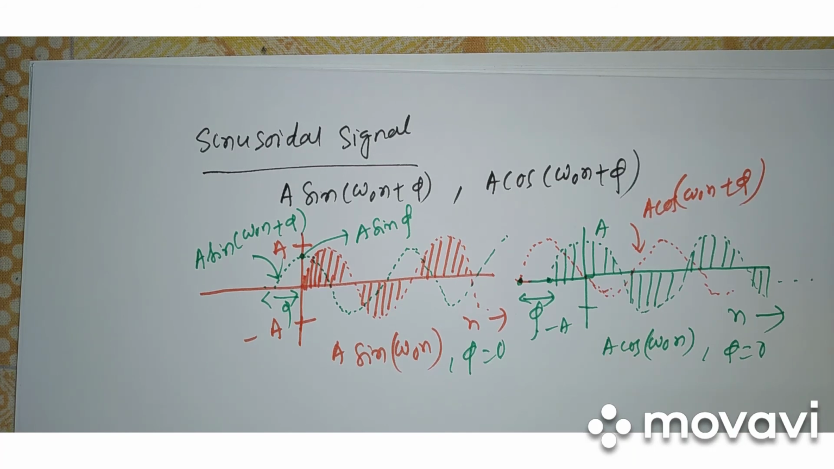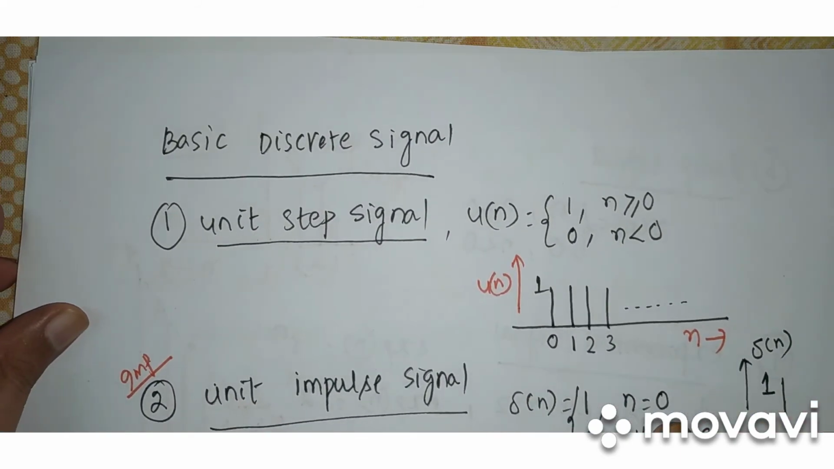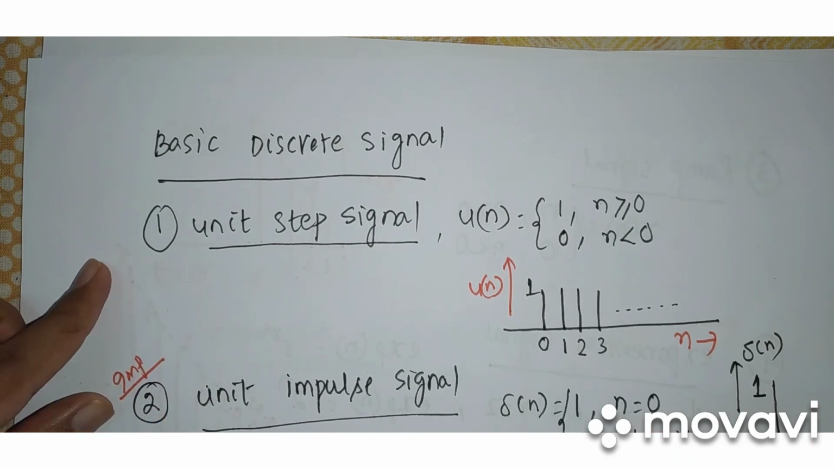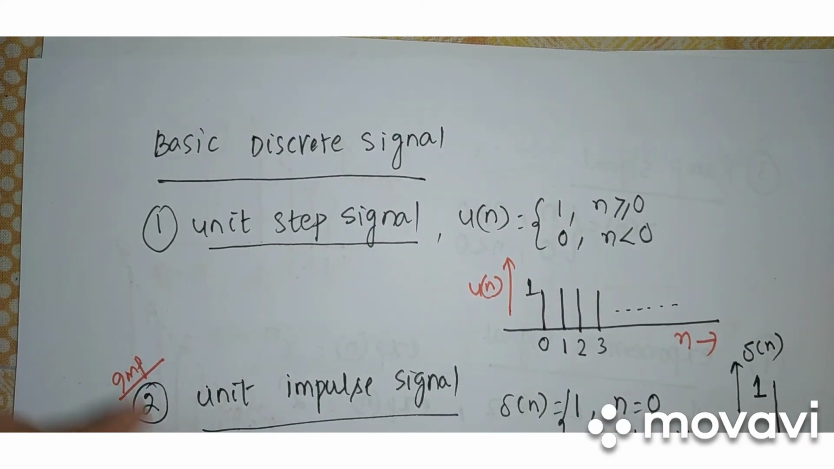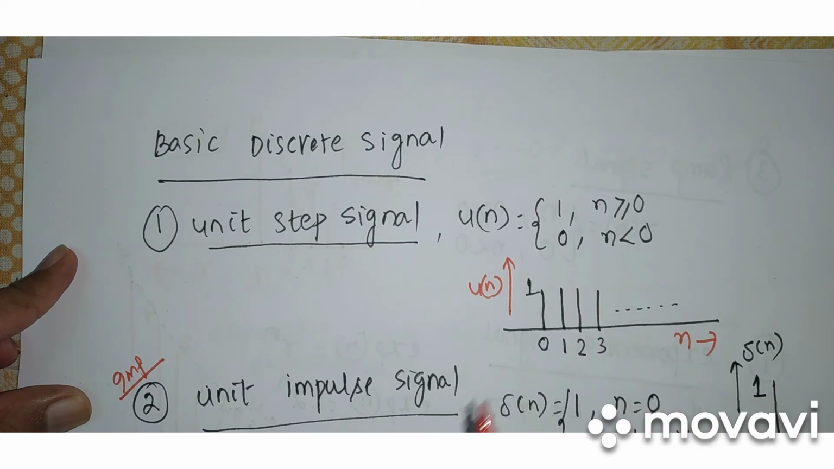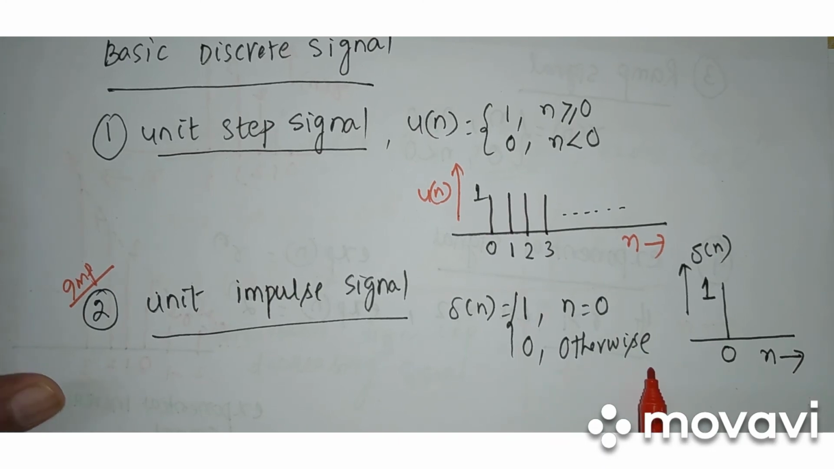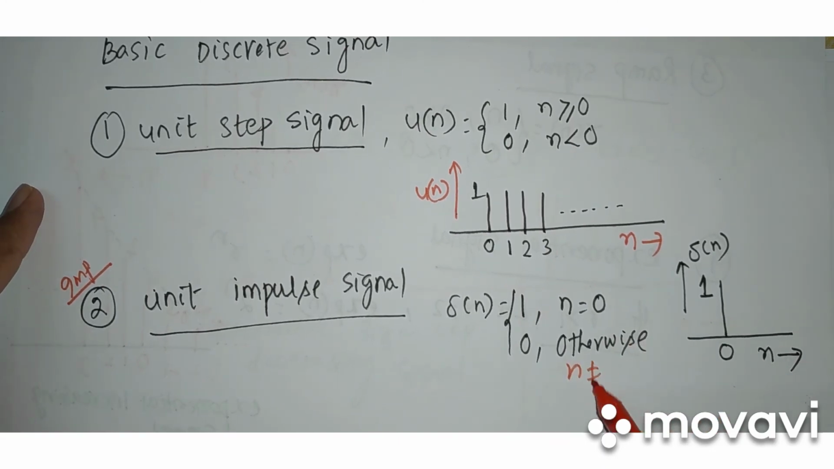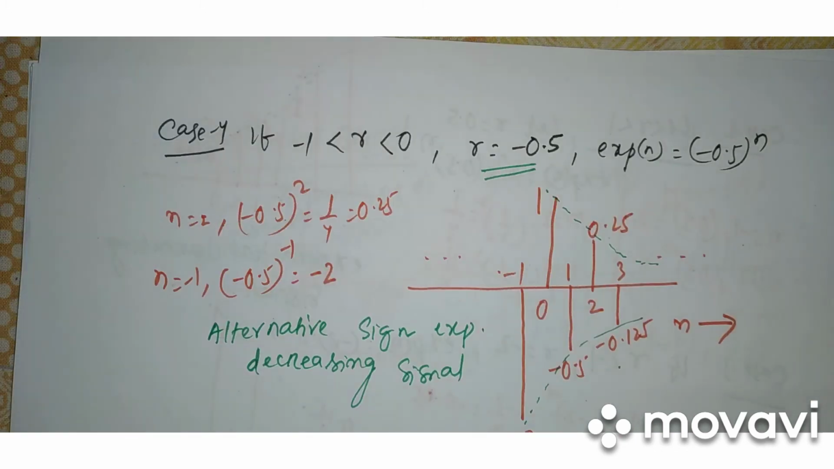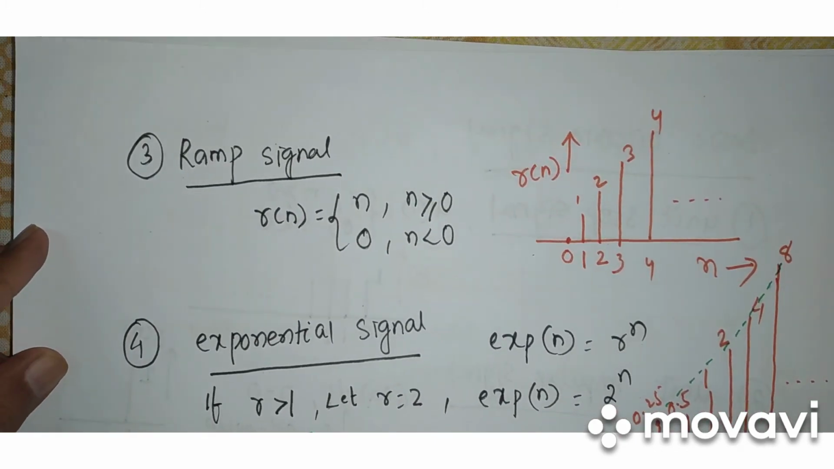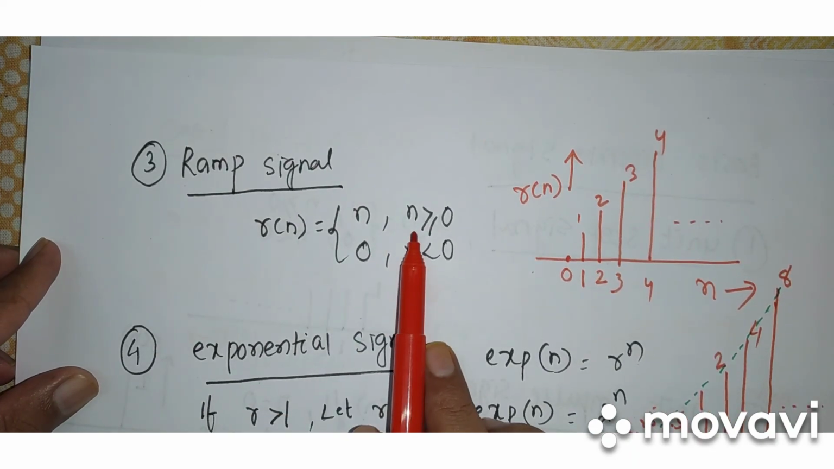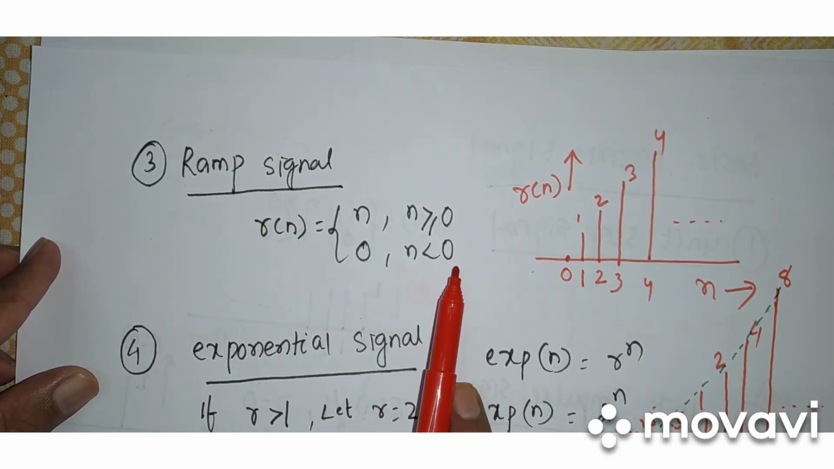Today we discussed all the basic discrete time signals, starting from the unit step signal. Quick revision. First, the unit step signal: it is 1 for n greater than or equal to 0 and 0 for n less than 0. Then the important one, the impulse signal: 1 for n equals 0 and 0 for n not equal to 0. After that, we discussed the ramp signal, r of n equals n for n greater than or equal to 0 and 0 for n less than 0.